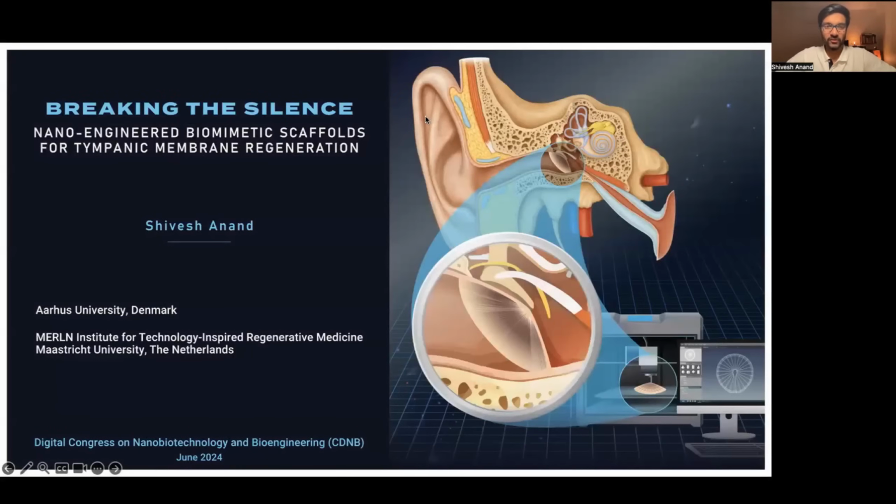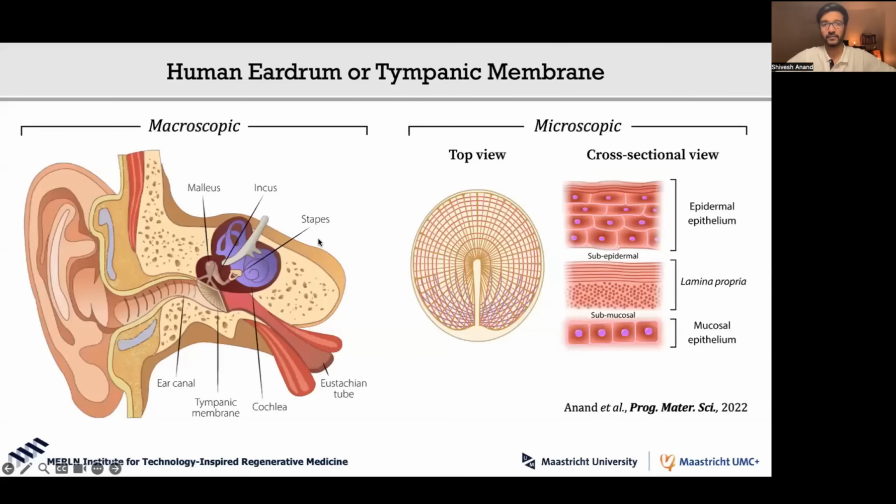Hello everyone, I'm Shivesh Anand, a postdoctoral researcher at Aarhus University in Denmark. Today I'm going to give a flash talk on the topic of nano-engineered biomimetic scaffolds for tympanic membrane regeneration. This work was conducted during my PhD at the MERLN Institute in Maastricht in the Netherlands.